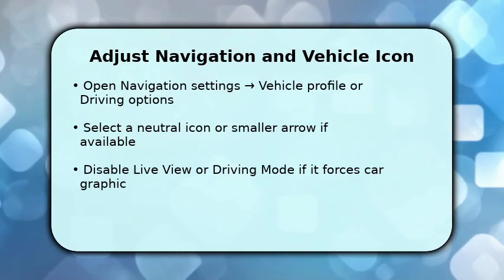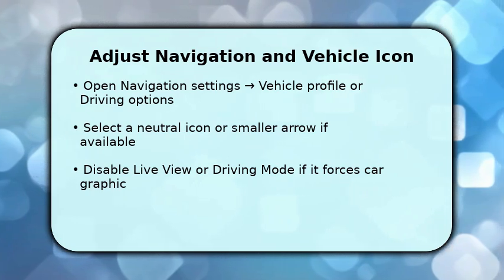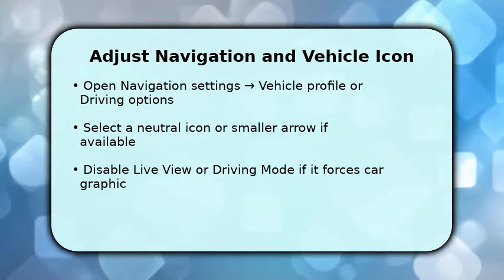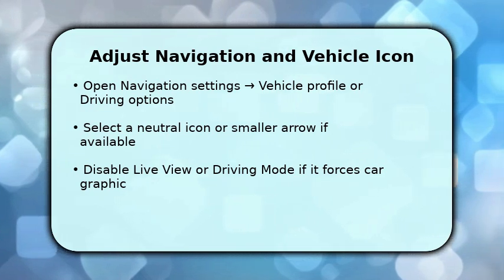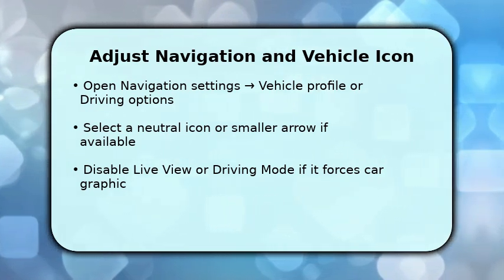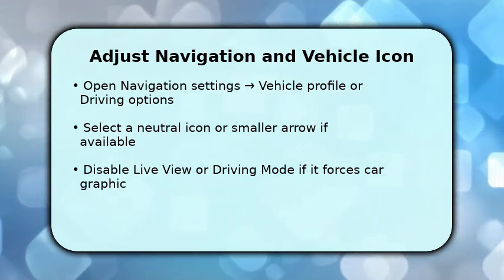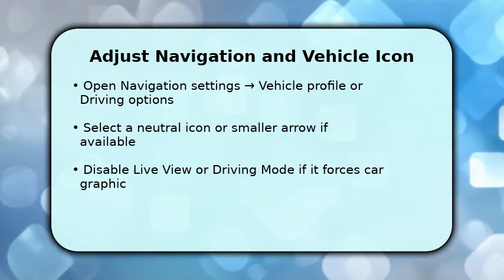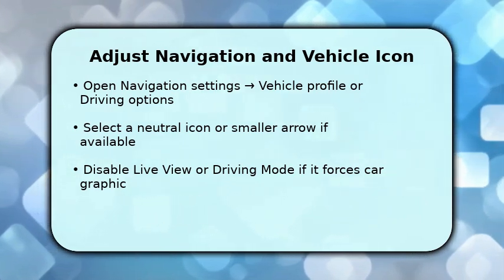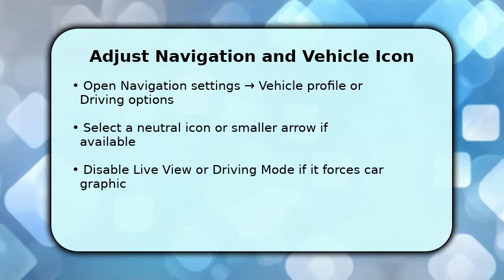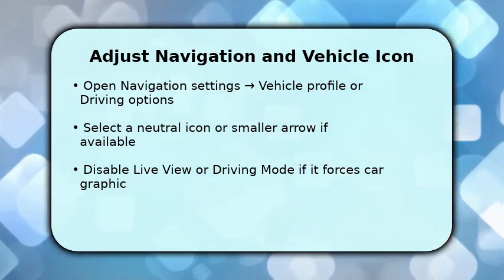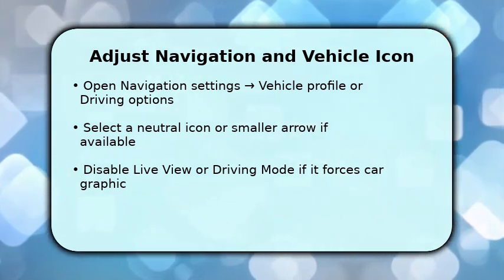Once in navigation settings, look for vehicle icon, driving mode, or similar options. Google periodically moves these controls so scan related sections. You can often change the vehicle graphic to a simple arrow or smaller marker, which effectively removes the car image. If an explicit none option is absent, disabling driving mode or live view reduces automatic car overlays.